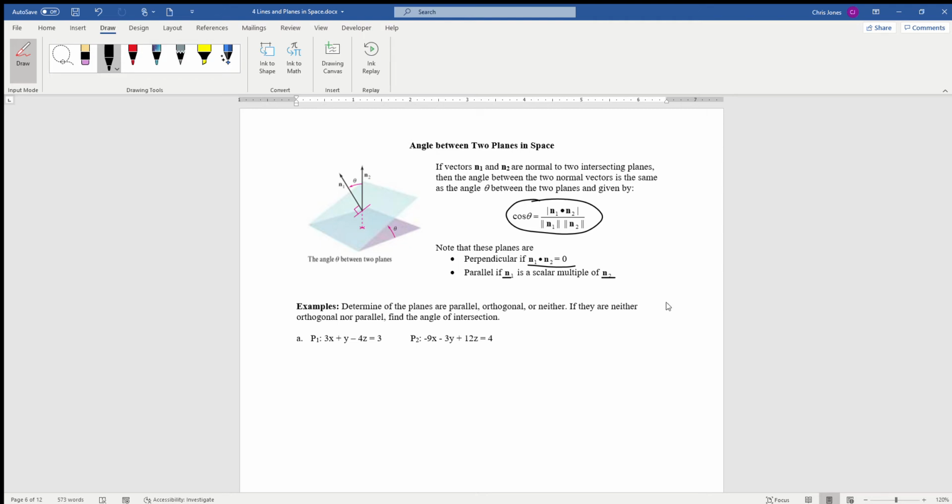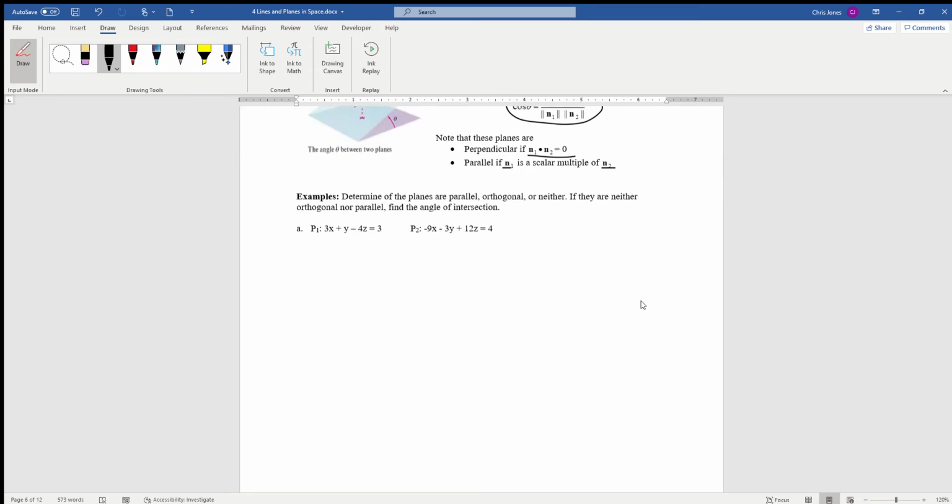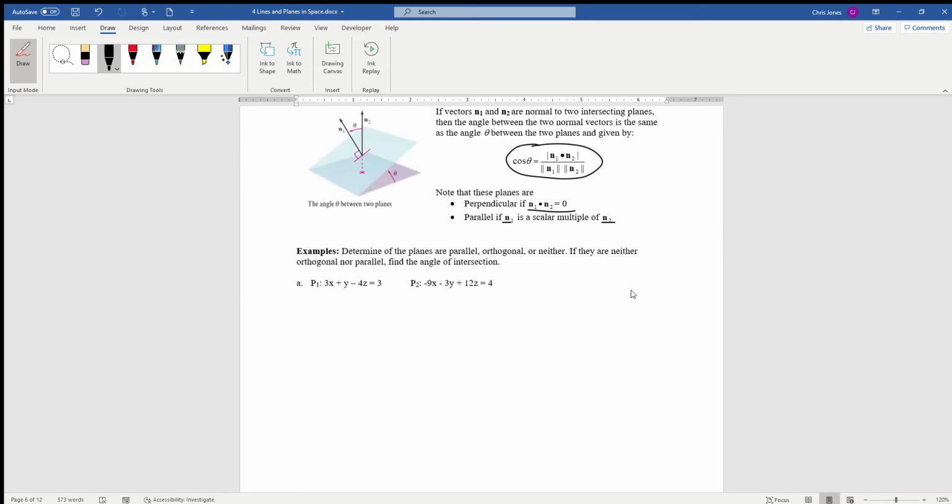So let's go through and take a look at 3 separate examples to determine if the planes are going to be parallel, perpendicular, or neither. So we have this first plane, 3x plus 1y minus 4z is equal to 3. Negative 9x minus 3y plus 12z is equal to 4.